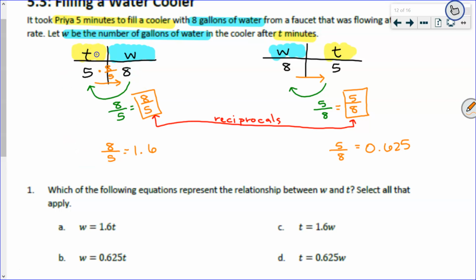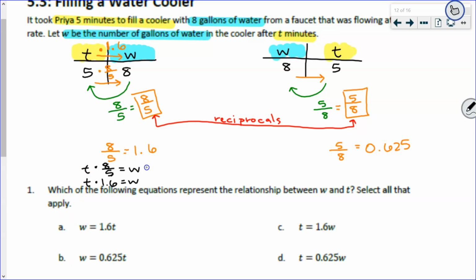And using that, I can now write my equations, where since the 5 is multiplied by 8/5 to turn into an 8, when I have a t, I'm going to follow that same pattern and multiply by 8/5. Or in other words, since 8/5 is the same as 1.6 here, we can also take that t and multiply it by 1.6, and it will be our w. So two equations that we can write here, t times 8/5 is equal to w, and t times, instead of the fraction 8/5, we would do the decimal 1.6 is equal to w.